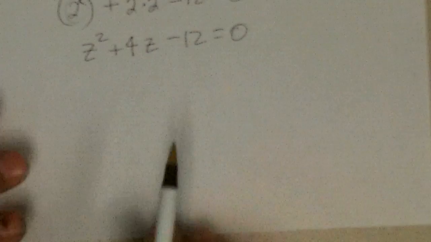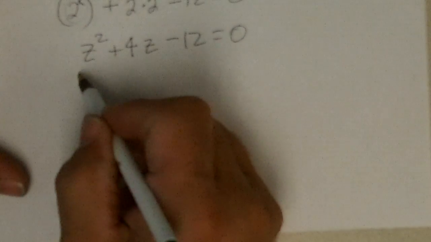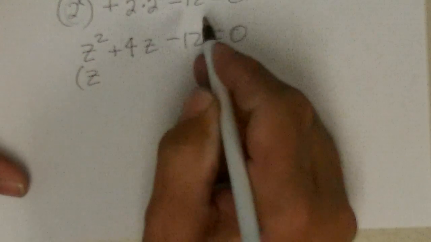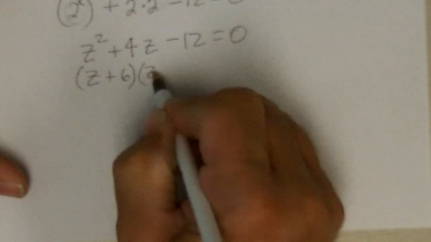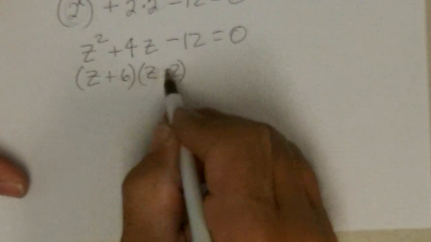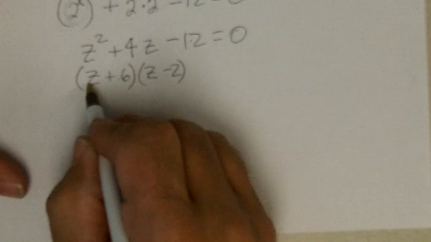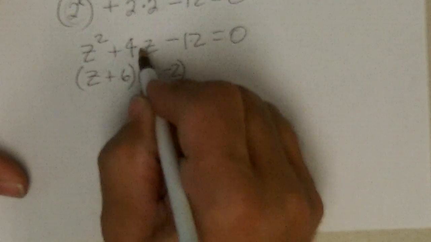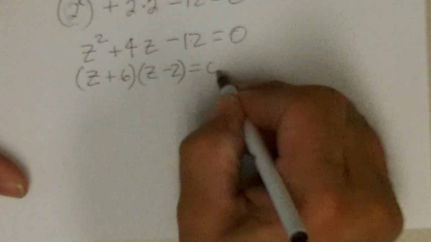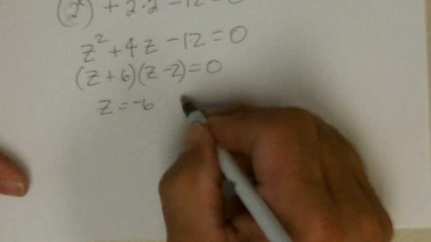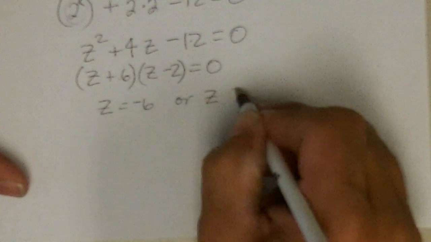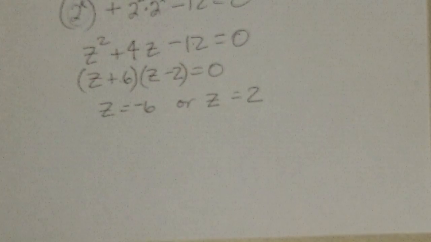And this can be done in the quadratic form, and you might be able to even do it with factoring here. Let's see if I can. This would be z plus 6 and z minus 2. That would make minus 12, and minus 2z plus 6z is plus 4z. So that's how it factors. So z would have to be negative 6, or z would have to be 2.